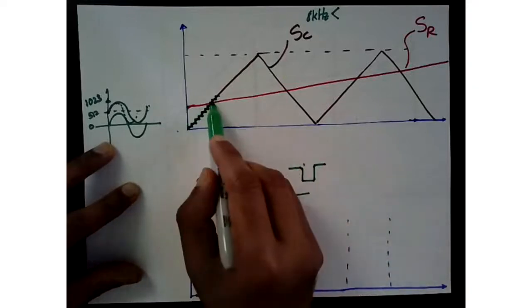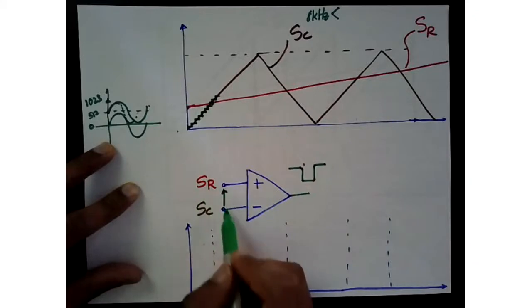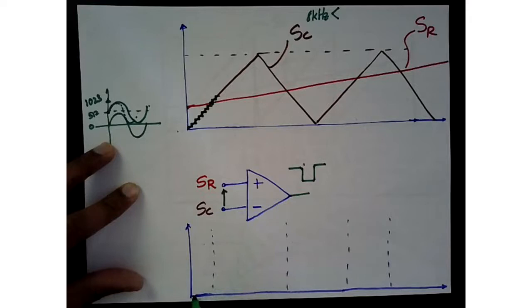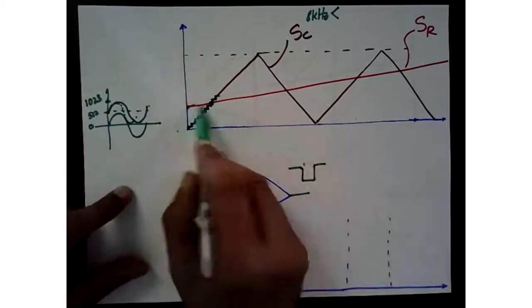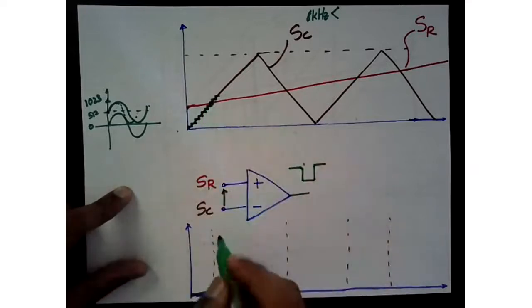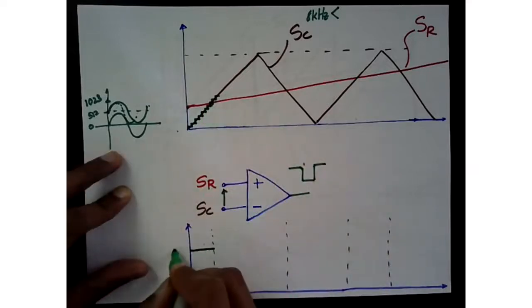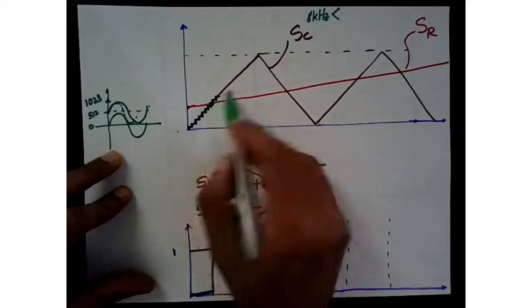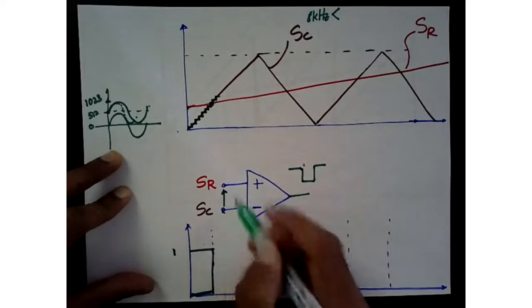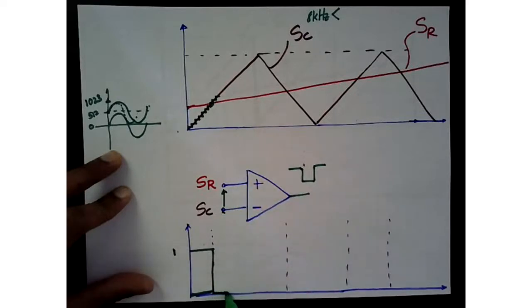For this period, our SR, this voltage is what? It's going to be negative, right? Therefore, we will see a 0. Is it? No, wait. No, that's SR. Yeah, SR is positive, right? So it's larger. Therefore, we're going to see a high in this case. So this is 1. And then after that, our carrier is positive. Therefore, it's negative. This is negative. So this is going to go to 0.